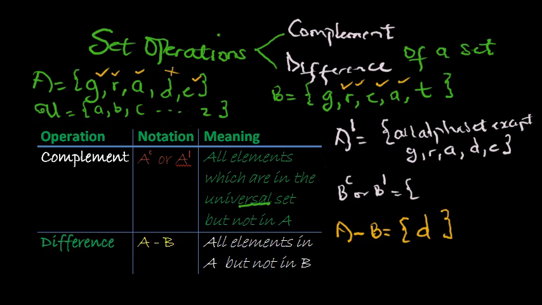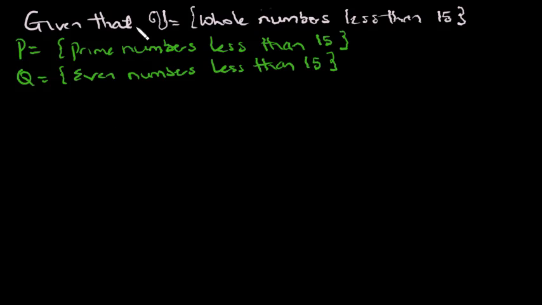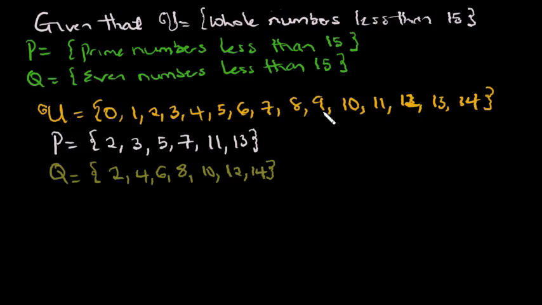Let's take another example quickly. Given that we have a universal set that contains all numbers less than 15, and we have a set P containing prime numbers less than 15 and Q containing even numbers less than 15. So let's list out the elements of this set. Our universal set will contain whole numbers starting from 0. I have a video tutorial on whole numbers, you can check that out. 0, 1, 2, 3 till we get to 14. Yeah, so I took my time to write that out.